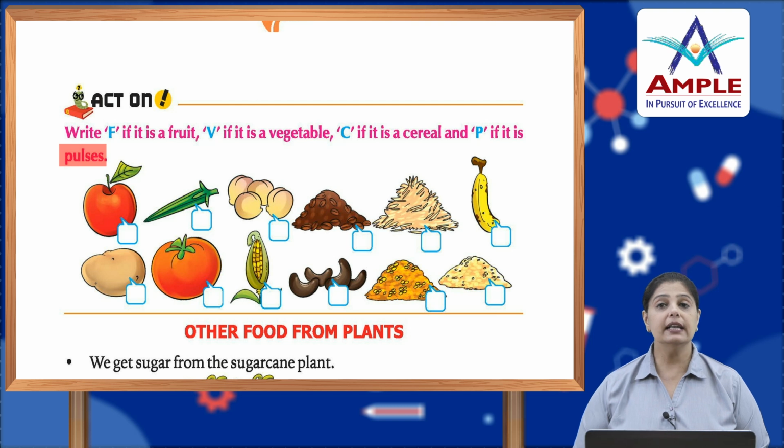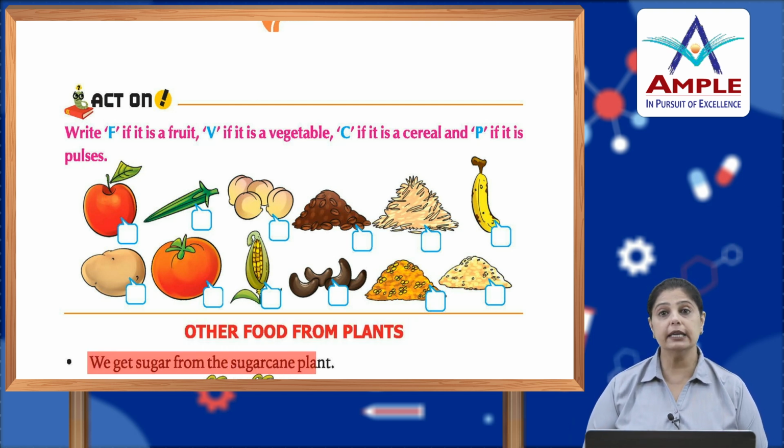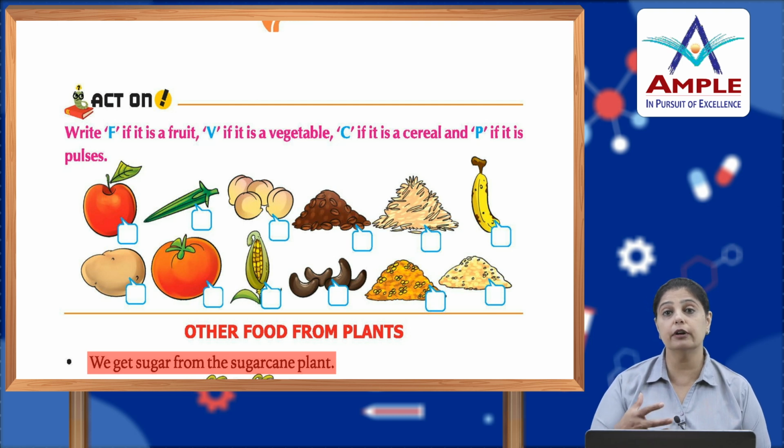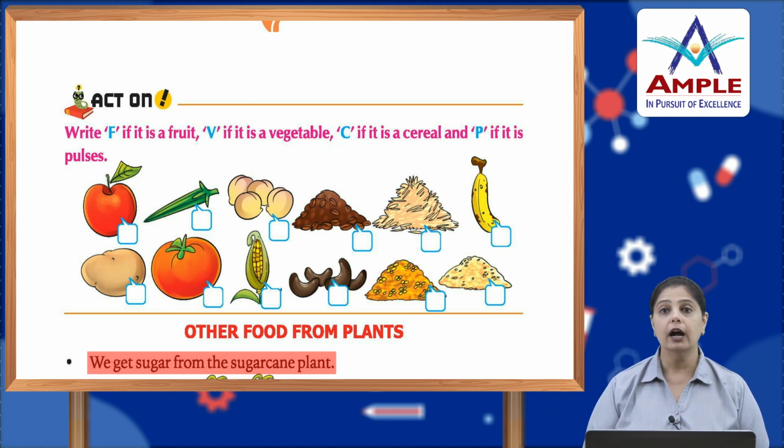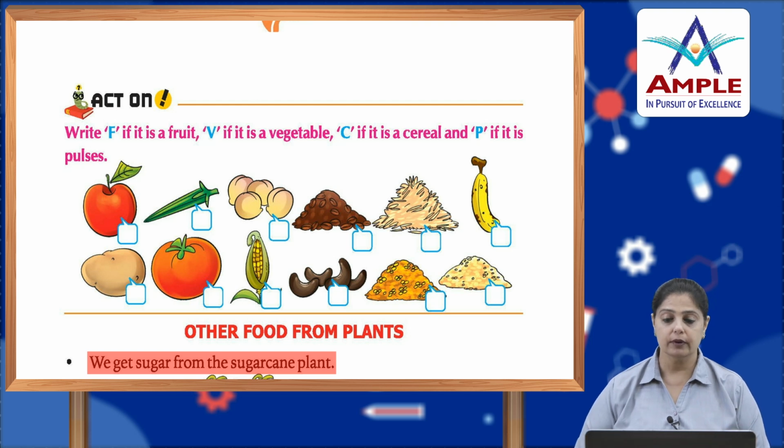Alright. Now, let's look at some other food that we get from plants. Like, where do we get sugar from? We get sugar from the sugarcane plant, okay? So, you see the sugar canes, if you are traveling somewhere, you will see big fields where there are sugar canes growing. Now, these sugar canes are taken to the factory where the juice is extracted and then it is processed, and that's how we get the sugar, okay?